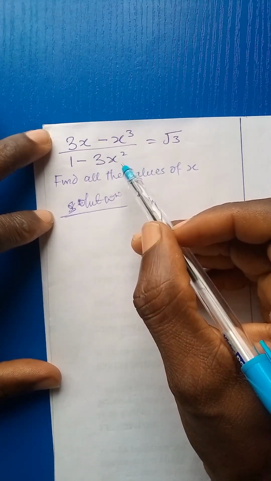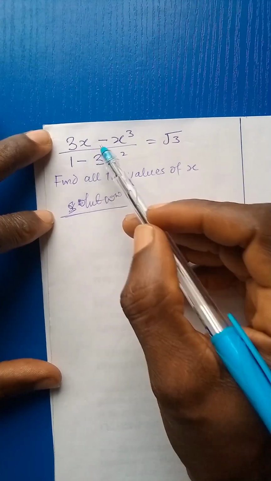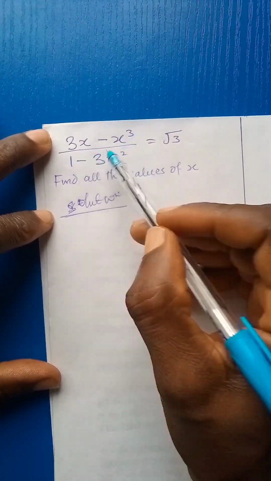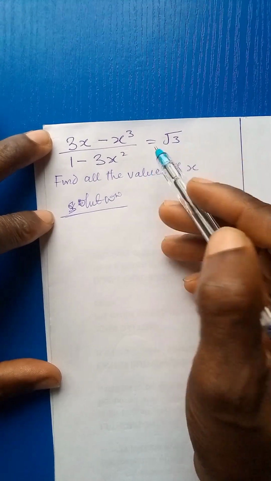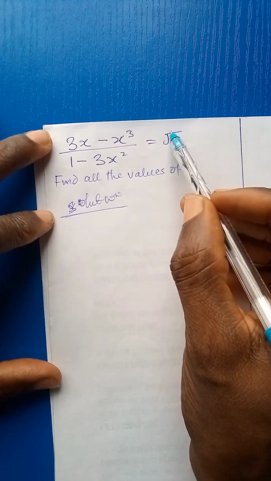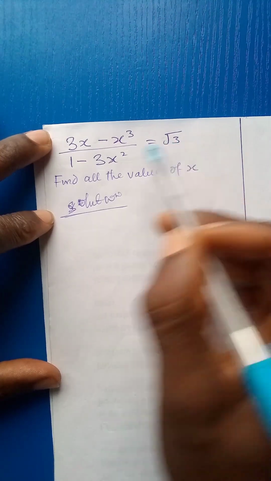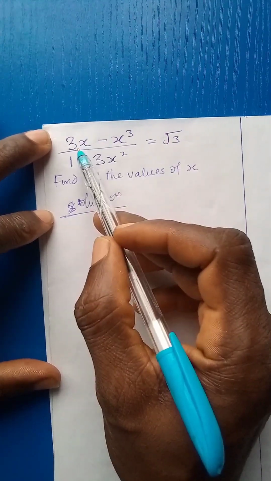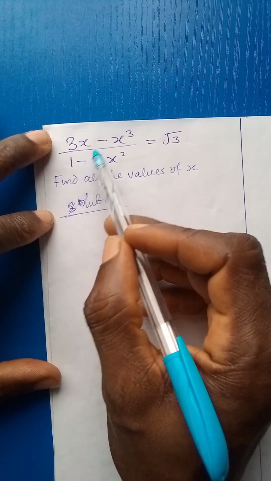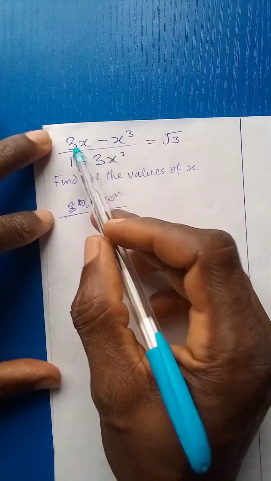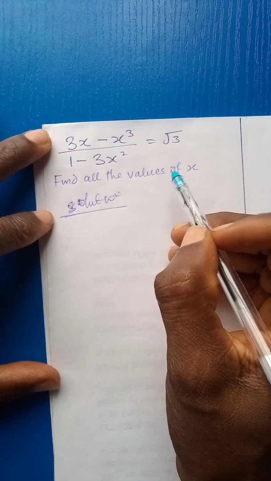Before me is a very interesting mathematical problem. We have 3x minus x cubed all over 1 minus 3x squared is equal to root 3. When we look at the right hand side of the problem, we'll see that it is an irrational number, and the left hand side is probably a rational number. So we have a problem where a rational number is equated to an irrational number. How can we solve this problem?